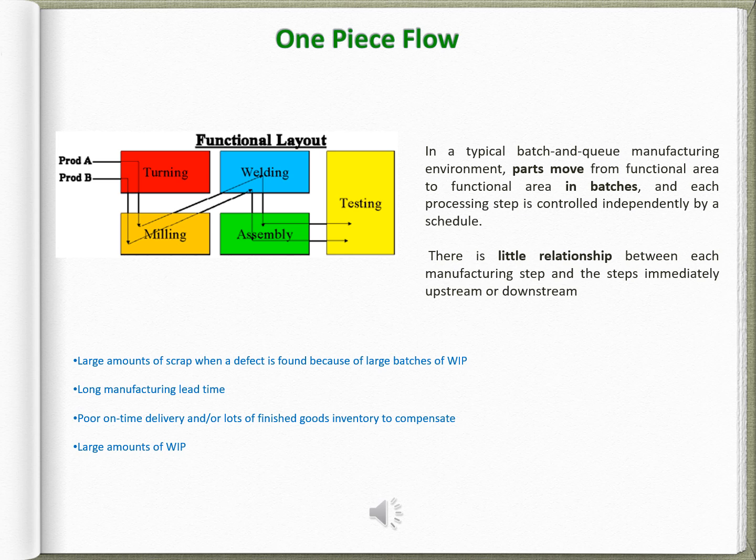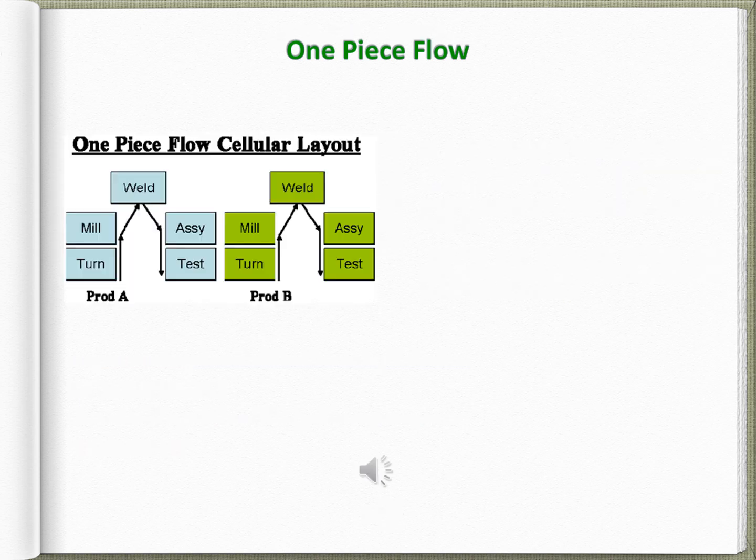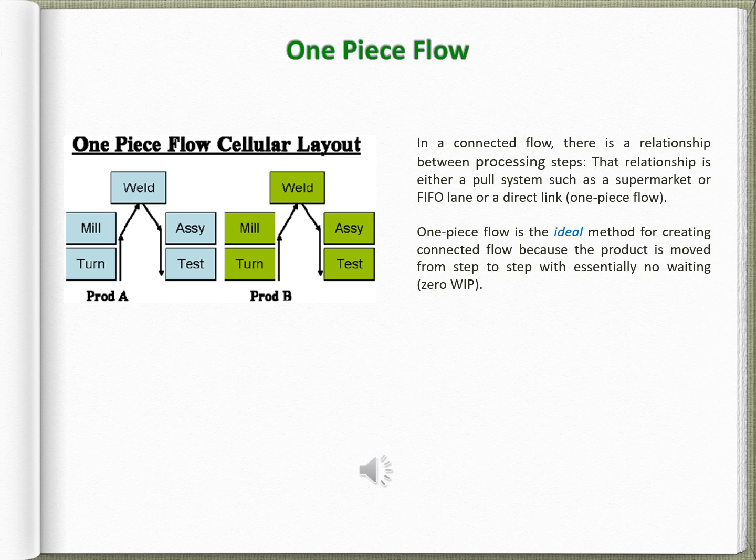In a typical batch and queue manufacturing environment, parts move from functional area to functional area in batches, and each processing step is controlled independently by a schedule. However, there is little relationship between each manufacturing step and the steps immediately upstream or downstream. This kind of process arrangement conveys several deficiencies, such as large amounts of scrap created when defects are found in large batches of WIP, long manufacturing lead time, poor on-time delivery and/or lots of finished goods inventory to compensate, and large amounts of WIP.